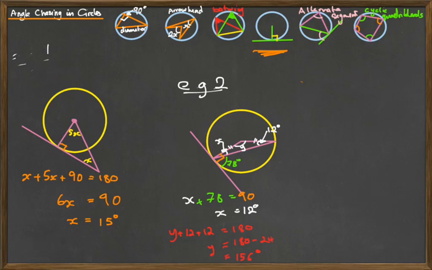So far we've only used ideas from previous lessons and tangents meeting radii at 90 degrees.